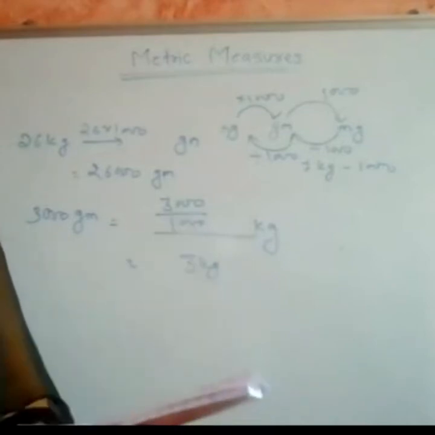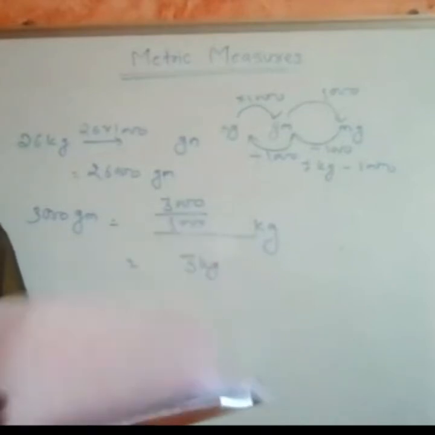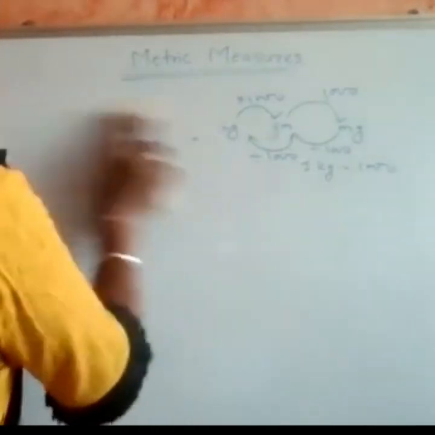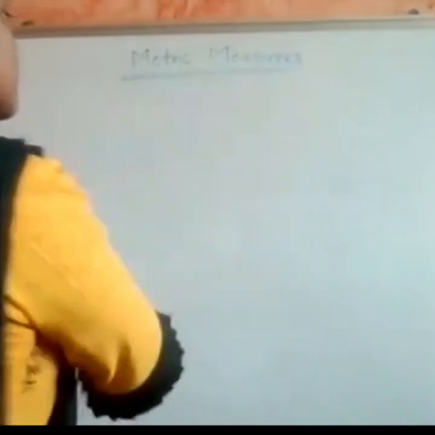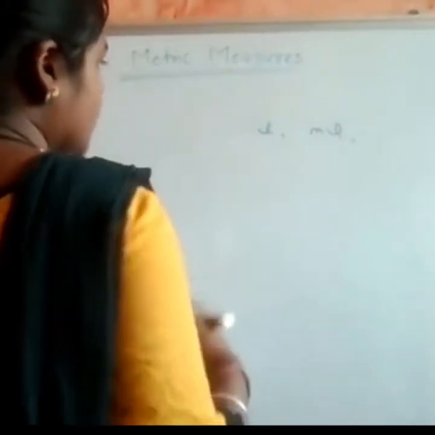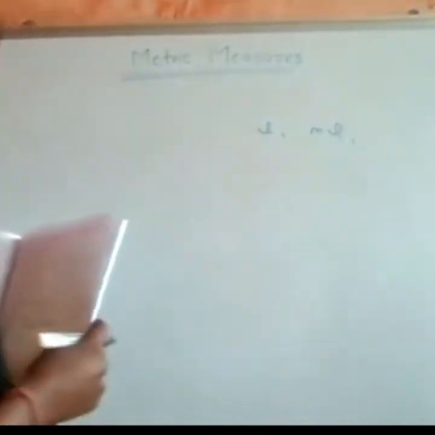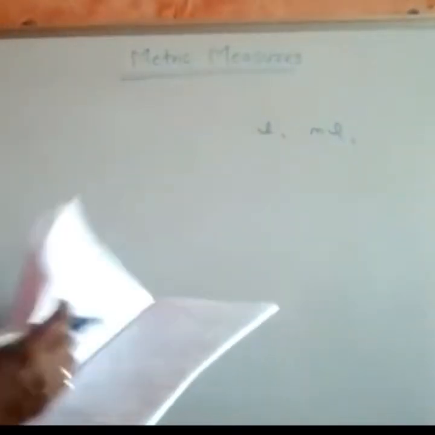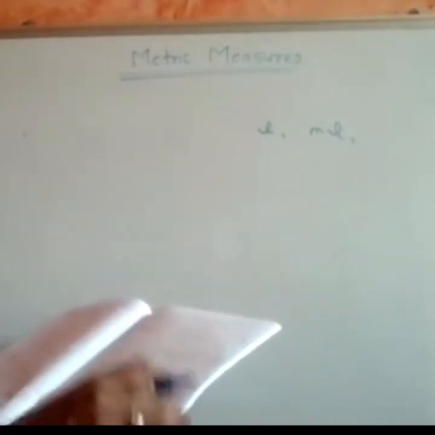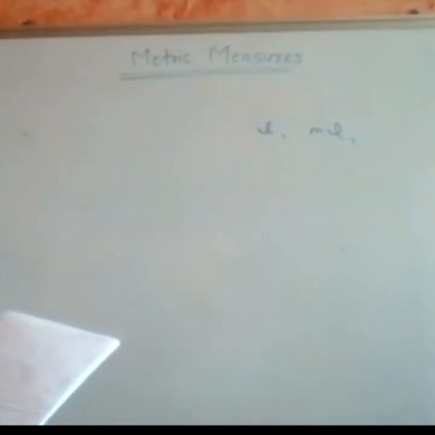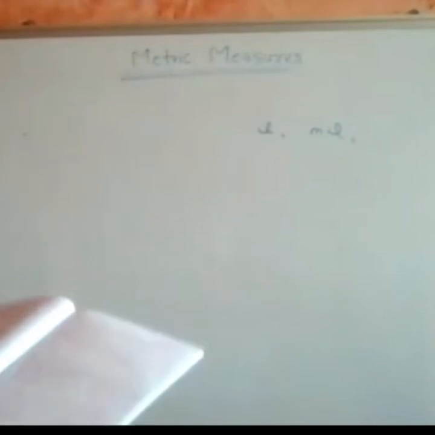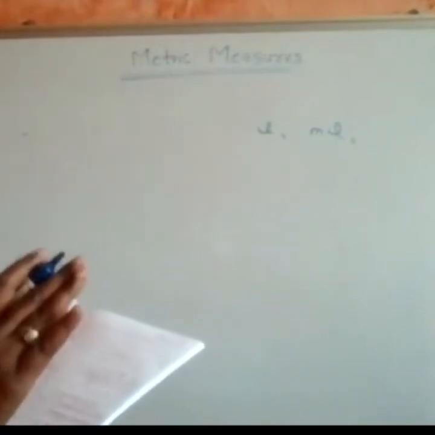Next, we have capacity, which is measured in liter and milliliter. These are the two basic units we use when measuring milk or oil. We are not using the kiloliter, so we will not use that as a basic unit.